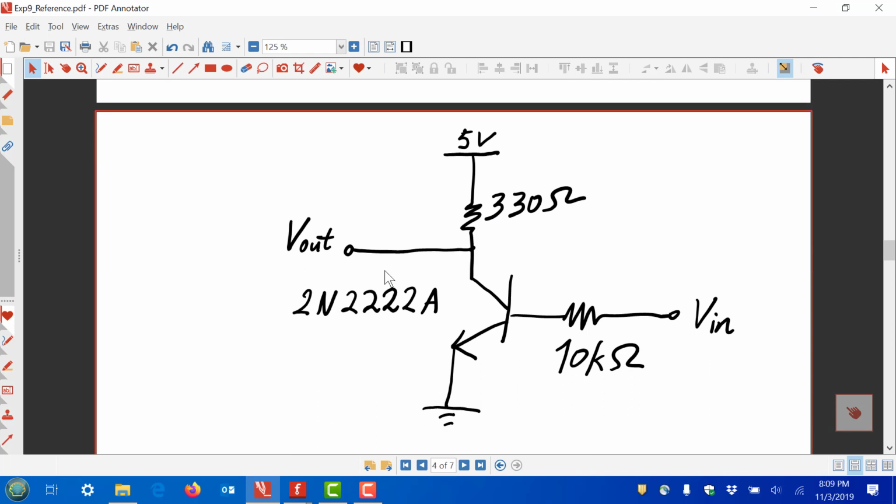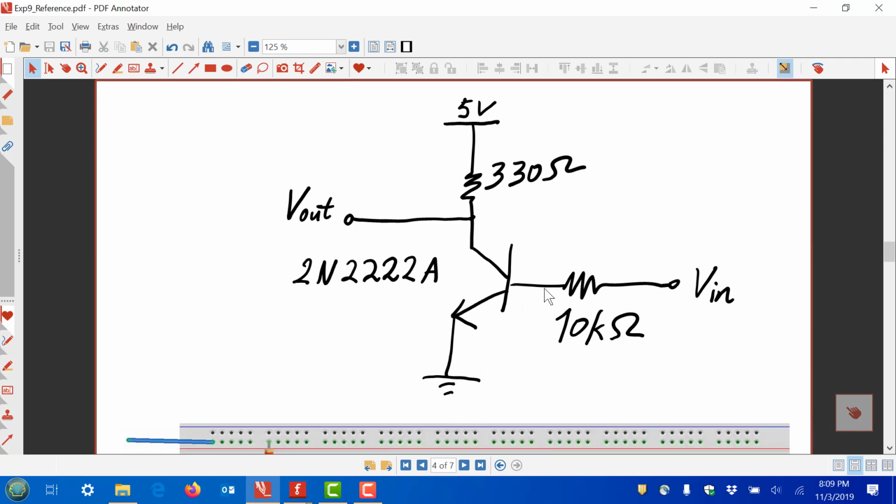All right, so let's take a look at some circuits that we will build. For example, the circuit here. This is a simple circuit with 330 ohm in the collector, 10 kilo ohm in the base, input applied to the base through the 10K resistor, and the output taken at the collector.